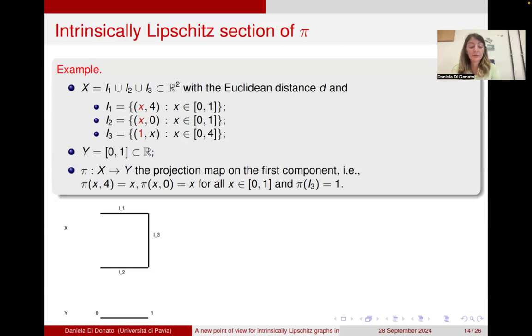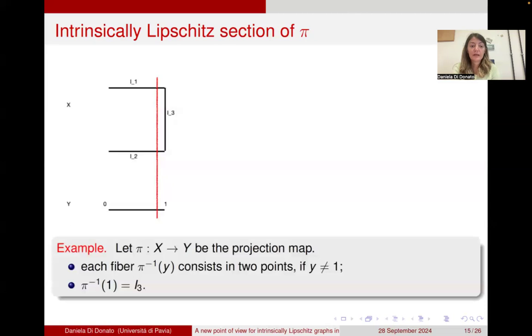Y is the interval from 0 to 1. Pi is the projection map on the first component. That means that pi of A1 is equal to [0,1], pi of A2 is equal to [0,1], and pi of A3 is equal to 1. In this context, the fiber pi minus 1 of y consists of 2 points, if y is not 1. The fiber of 1 is all of A3.